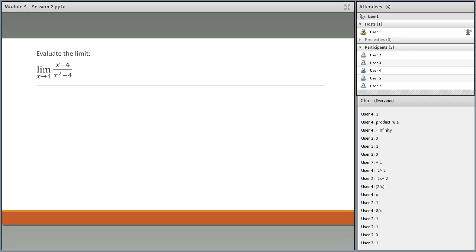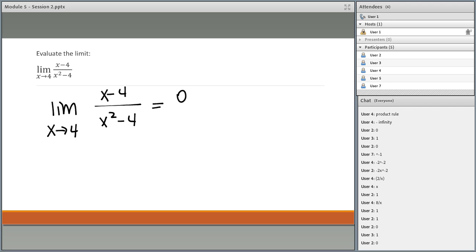So what happens when I apply a direct substitution? And remember, anytime I can apply a direct substitution, I do. So as x approaches 4, what do I get in the numerator? Good. I get 0. What about the denominator? Very good. So is this okay as an answer?